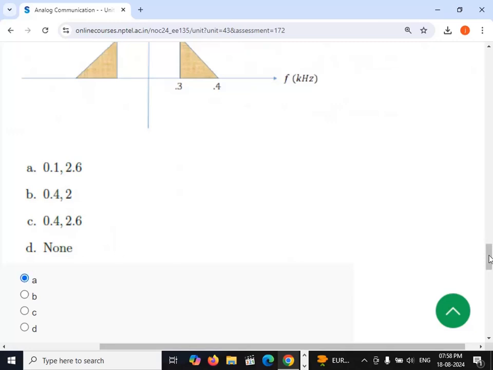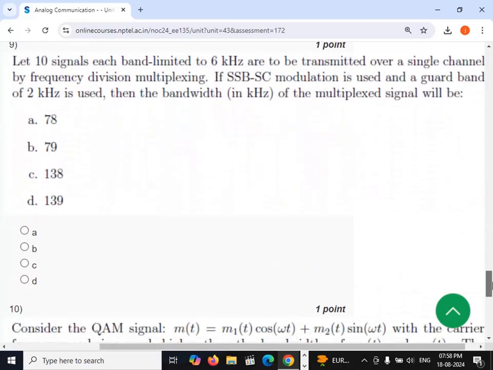Next question, ninth question. 10 signals, each band limited, are given for multiplexing. This question is on multiplexing. 10 signals have to be multiplexed, each having a bandwidth of 6 kilohertz, and the guard band is 2 kilohertz. We will see the solution.